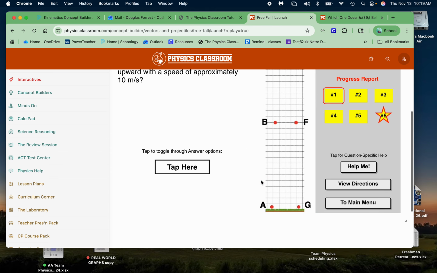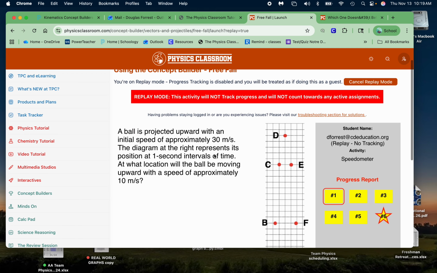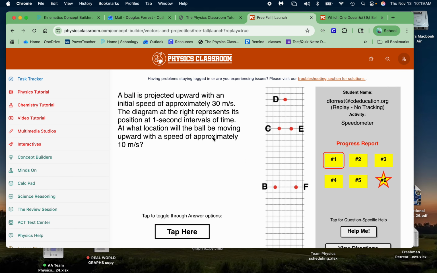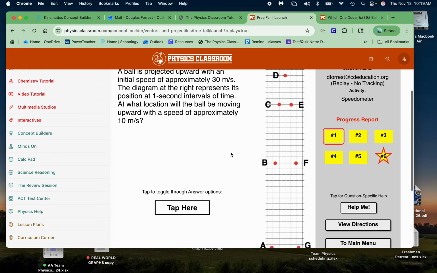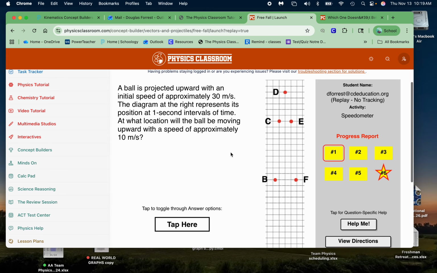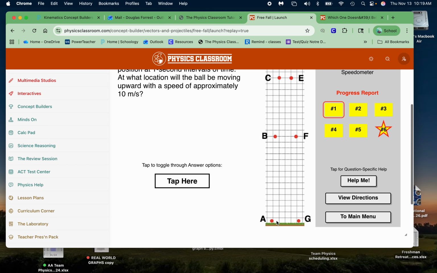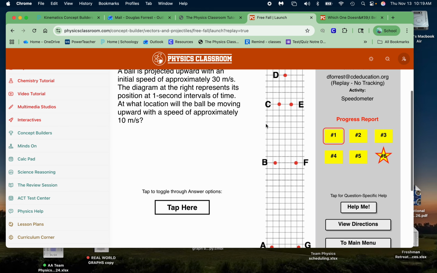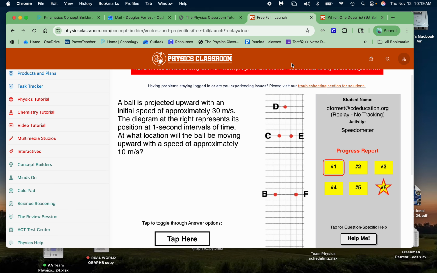And that's correct. So then you have different amounts of time. So again, this one is asking you what location would the ball be moving upward with a speed of approximately 10 meters per second when it's starting upward at 30 meters per second. Okay. So I hope this video and tutorial helps you, and you should be able to get through these based on this background, information on Physics Classroom, and information that has been presented in class.